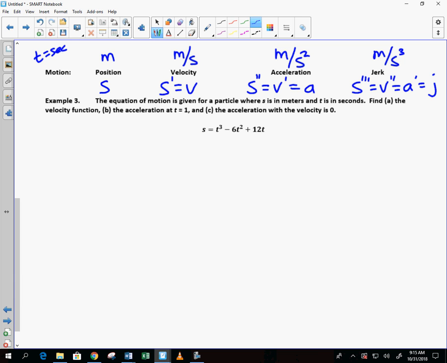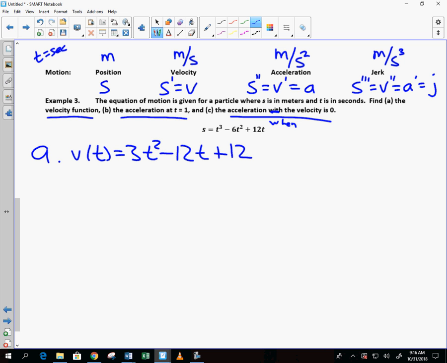So let's look at a basic example, and we'll look at one that's a little bit more complex. It says the equation of motion is given by a particle where S is in meters, T is in seconds. Find the velocity of the function, the acceleration at time equals 1, and the acceleration when the velocity is 0. So, letter A. What's the velocity function? Pretty straightforward, right? What's the acceleration function?